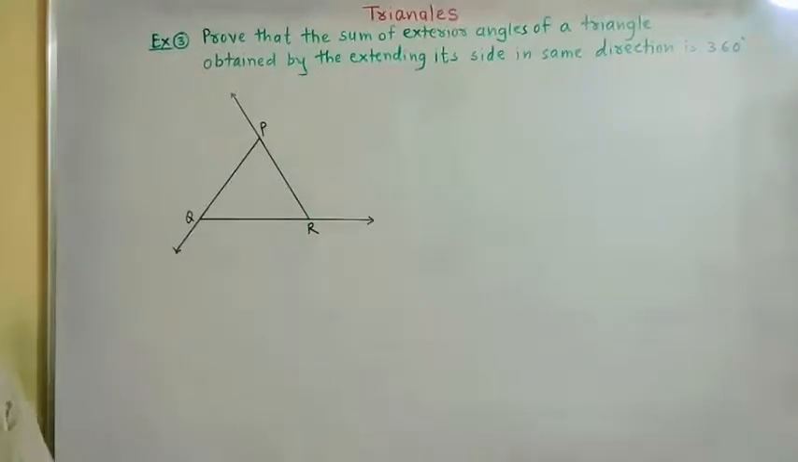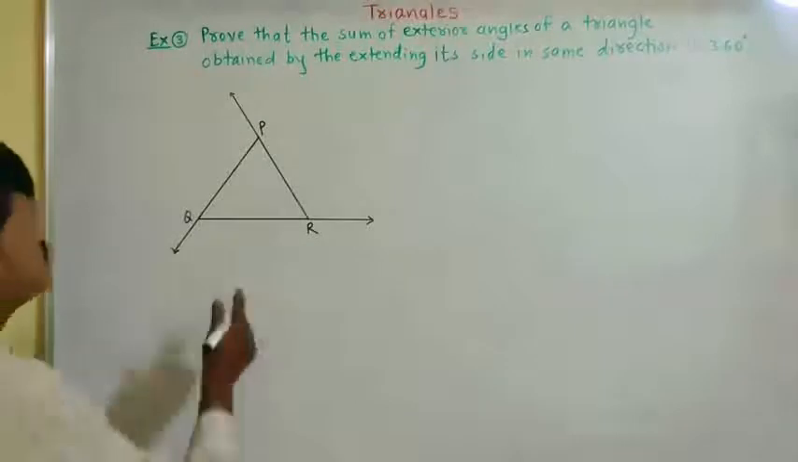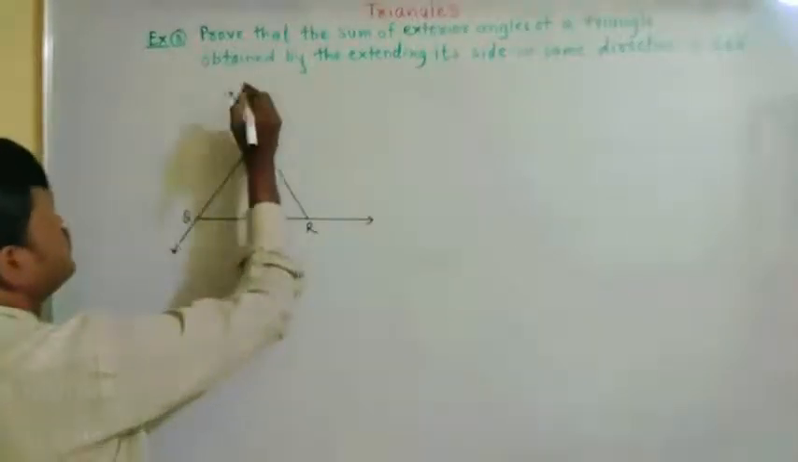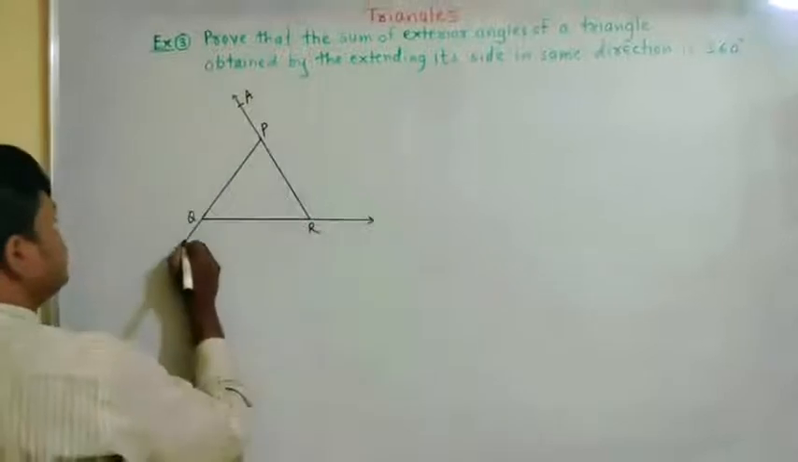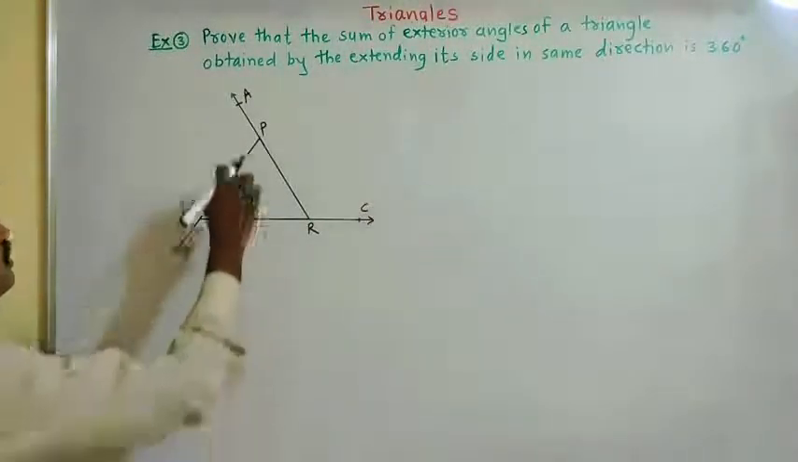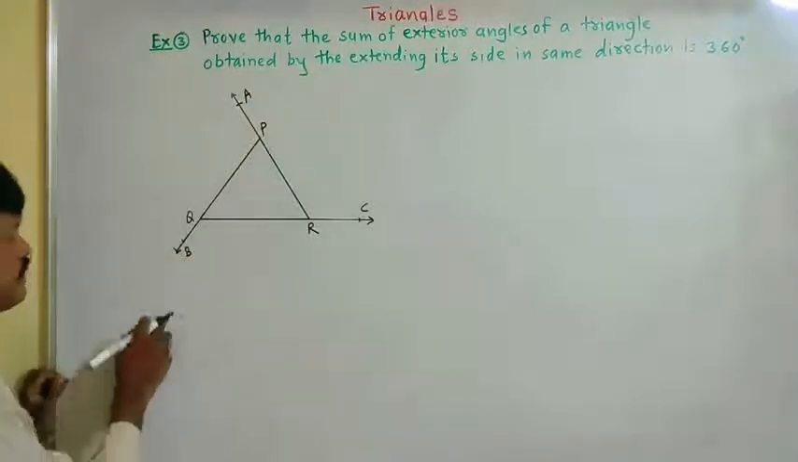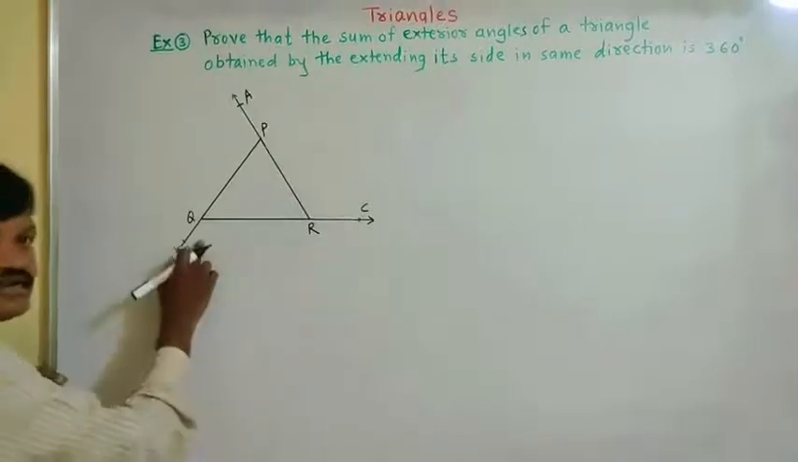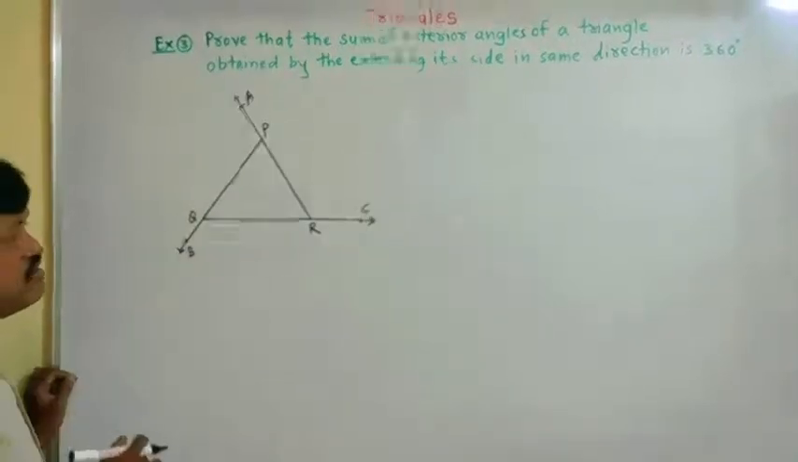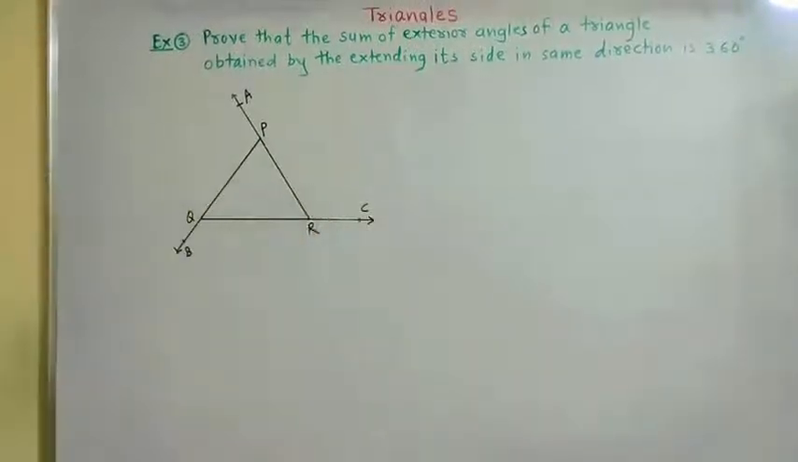So these three angles are angle P, angle Q and angle R. For making the exterior angles, name these points A, B and C. So angle APQ is one exterior angle of this triangle, BQR is the second exterior angle, and CRP is the third exterior angle of this triangle.